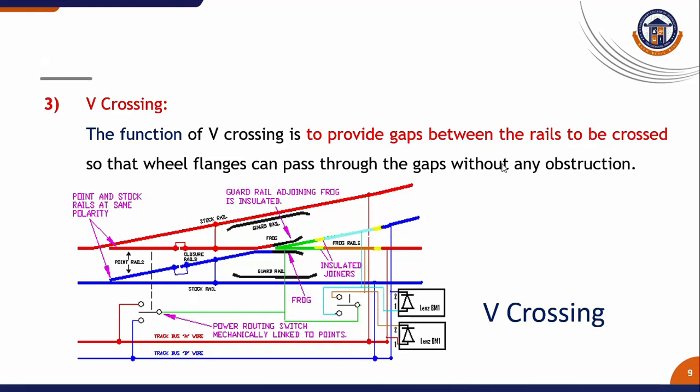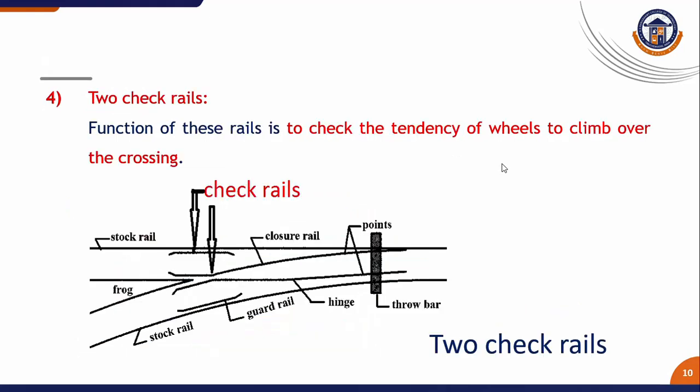The main function of the V crossing is to provide gaps between the rails to be crossed so that wheel flanges can pass through the gaps without any obstruction. The next slide is check rails. The function of these rails is to check the tendency of wheels to climb over the crossing.